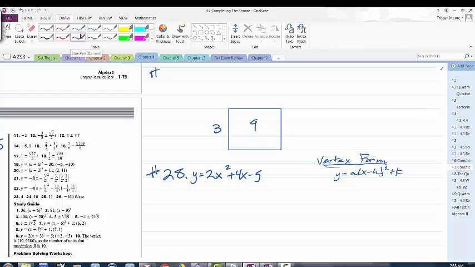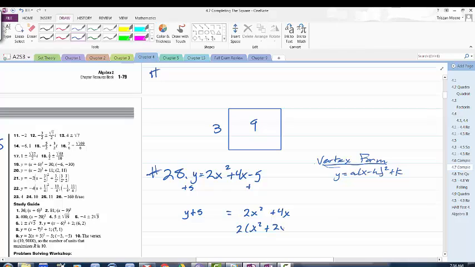Alright. First off, let me add 5 on both sides. And I'll end up with y plus 5 equals 2x squared plus 4x, right? Then, instead of dividing everything by 2, why not just factor out a 2? If I factor out a 2, that's x squared plus 2x. I'm going to leave some space here because I'm going to complete the square.